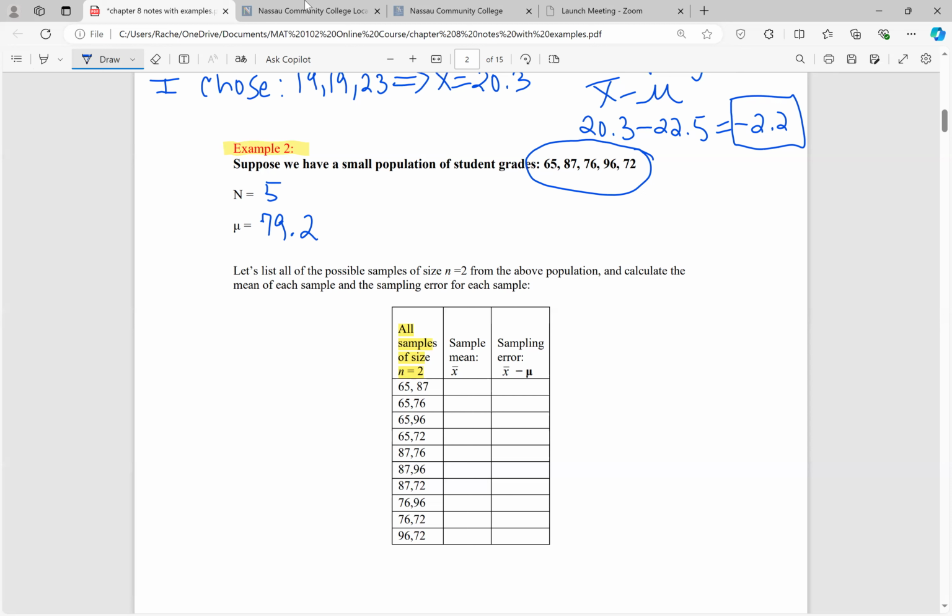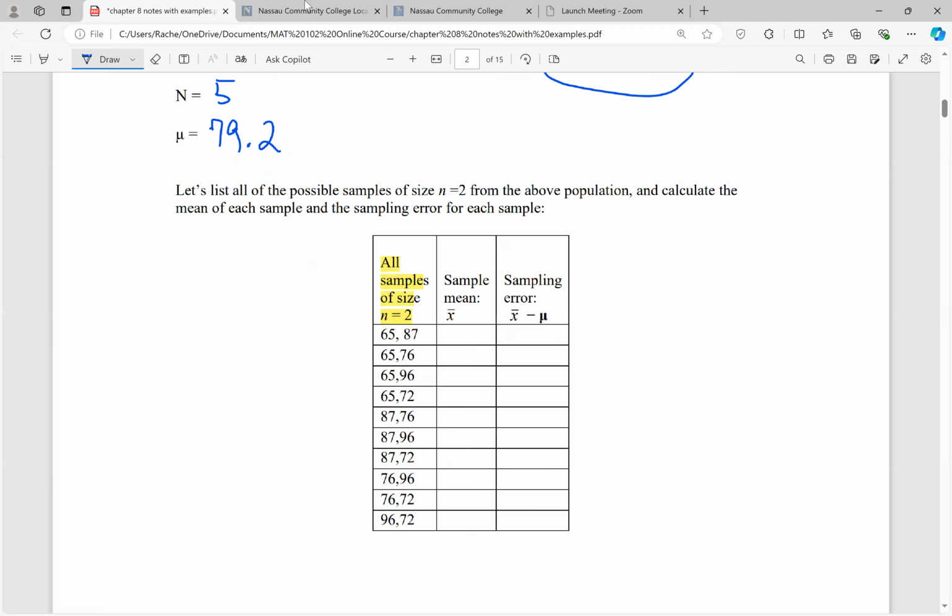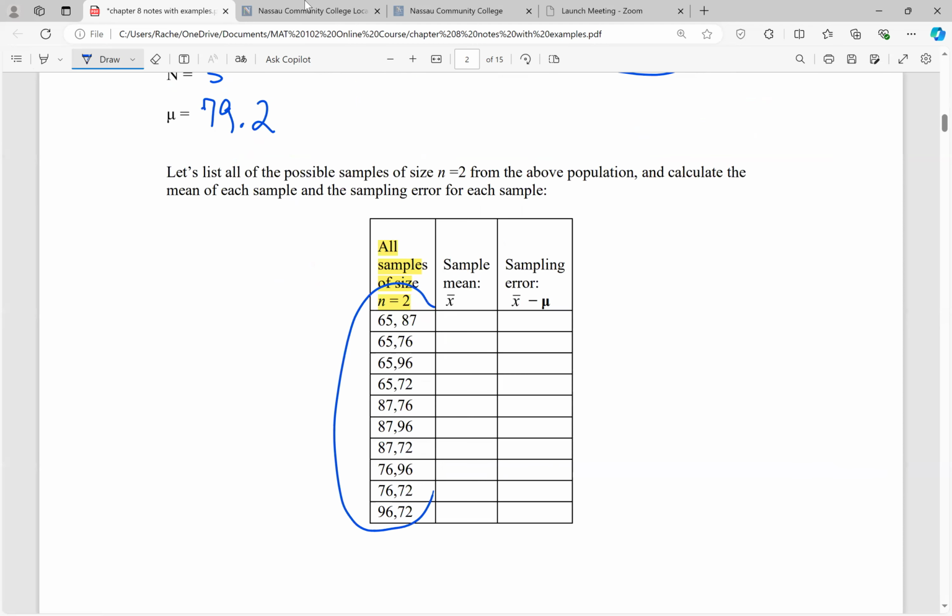I just chose 2. We could have done 3. We could have done samples of size 4. It's just I wanted to keep this small. So the smaller the sample size, the smaller this table is going to be for me to show you something. So I said, all right, pick all samples of size 2, and here they are. So we have 10 different samples of size 2 that are possible from this population.